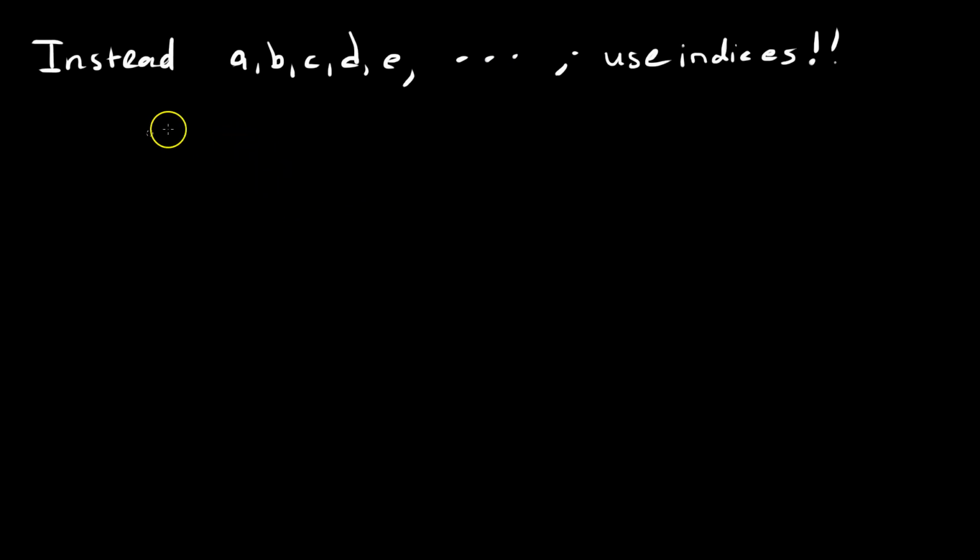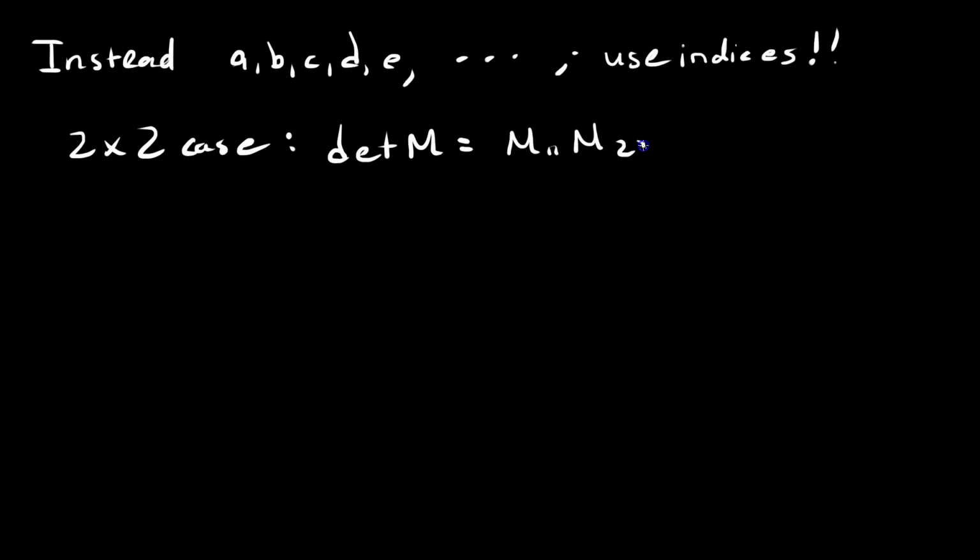So for the 2 by 2 case, let's use indices now. The determinant of m is just m11 m22 minus m12 m21. Take a look at that real quick, stare at it, embrace it, and tell me it's right. It's right, isn't it? m11 is the top left, m22 is the bottom right. m12 and m21 are the off-diagonal terms. So this is indeed the determinant.